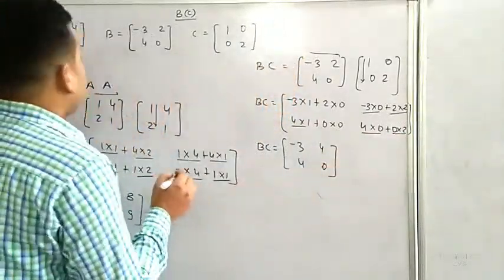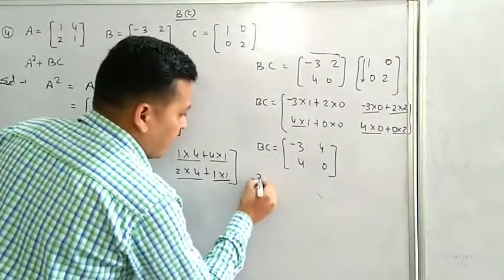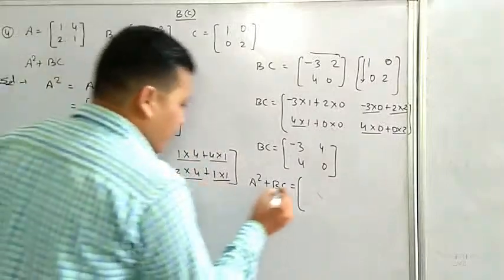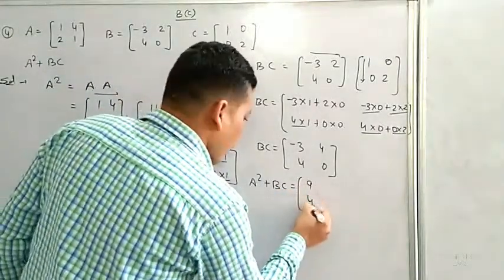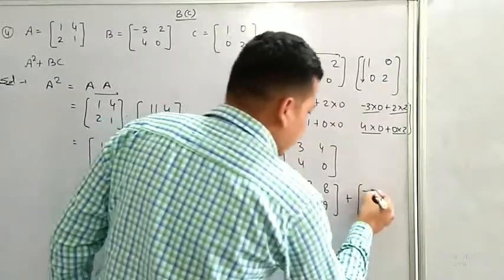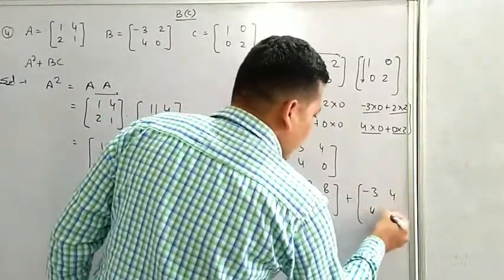So the question is, what is our question? Find the value of A squared plus BC. A squared, what is A squared? It is [9 4; 8 9]. And plus, what is our BC? BC is [-3 4; 4 0].